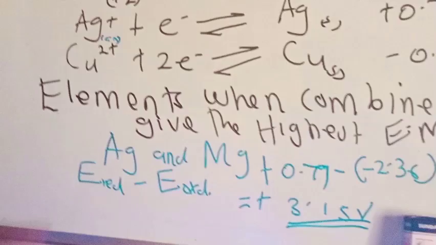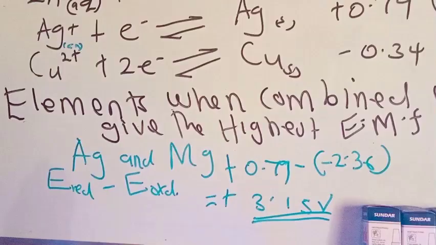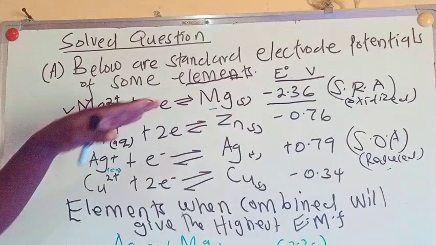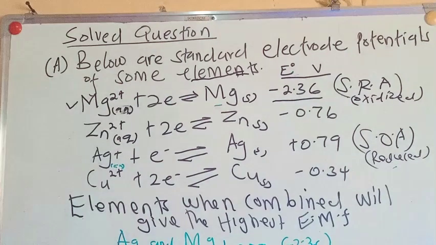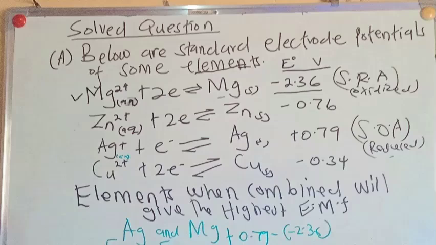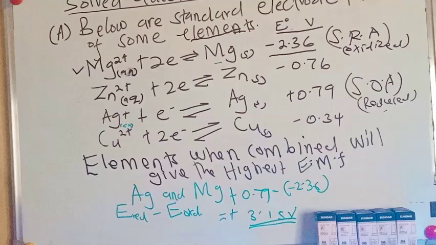So that is the highest EMF given by combining these two. If you are asked which one will give you the highest EMF, you take the strongest oxidizing agent minus the strongest reducing agent, and your answer must be positive. If your answer becomes negative, it means you have done it the wrong way. So that was question Roman 3.